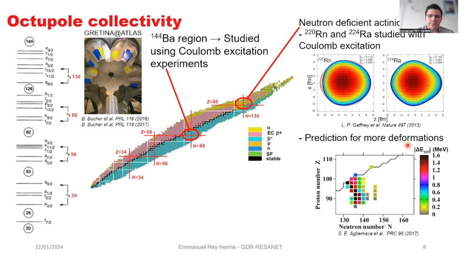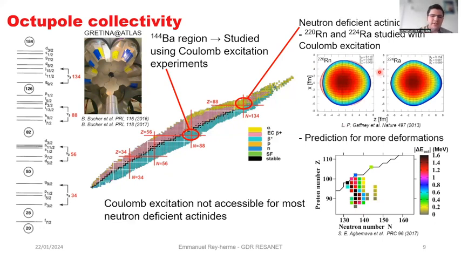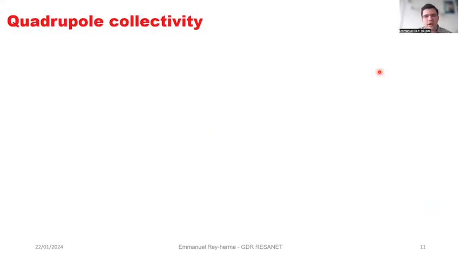However, there is a large area that is predicted to have deformation, but only a few experimental measurements. And this is because Coulomb excitation in this region is not accessible for most of the neutron-deficient actinides, or at least hard to do. So we need to find other signatures. And to discuss those other signatures, we need to think a little bit about the impact of quadrupole collectivity.